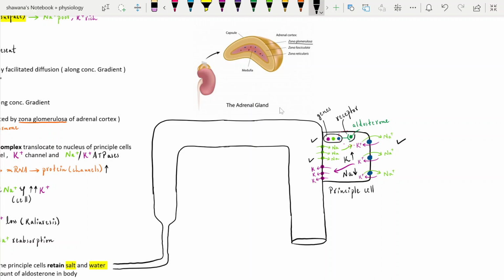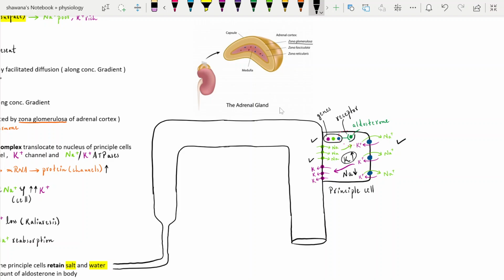And like most of the cells of the nephron, the distal and the cortical collecting tubule principal cells also have sodium potassium ATPases. What is the function of sodium potassium ATPase? They pump sodium out and potassium into the cell. So as a result, the sodium concentration inside the cell decreases and the potassium concentration inside the cell increases.